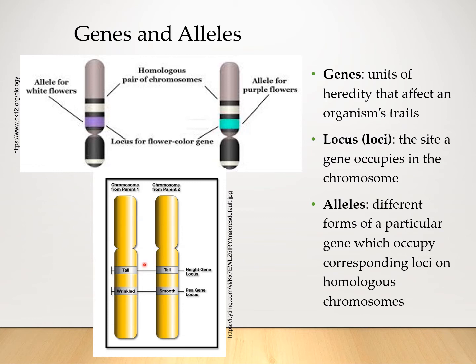In the bottom example, the two homologous chromosomes show two genes. These have the same allele for plant height and a different allele for the texture of the pea. This allele arrangement depends entirely on what genetics the parents pass on to the offspring.